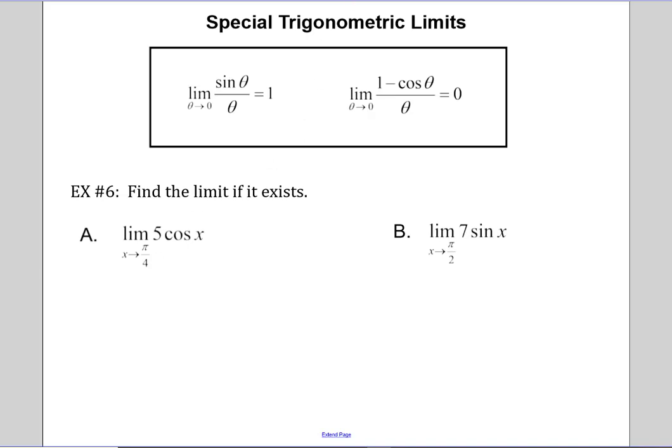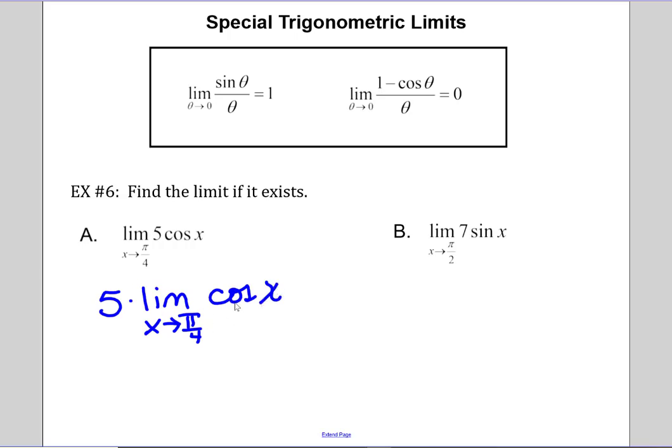You might want to memorize these and look at them graphically to verify on a graph that as you approach 0, sine over an angle is going to be 1, and then that as you approach 0 on this function, you get a 0. So using the properties from earlier, we can say 5 times the limit as x approaches pi over 4 for the cosine function.